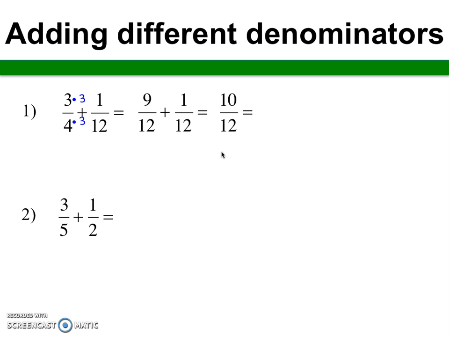Now, is that simplified? Not yet. All right, 10 and 12 are both divisible by 2. So if I divide those both by 2, I'm going to get my simplified answer of 5/6.